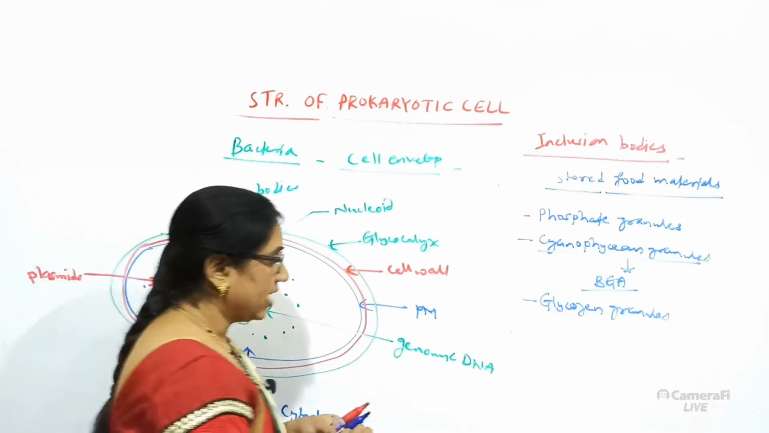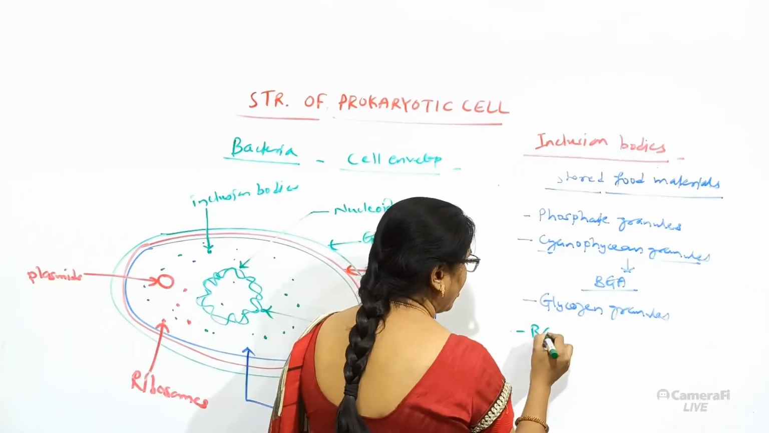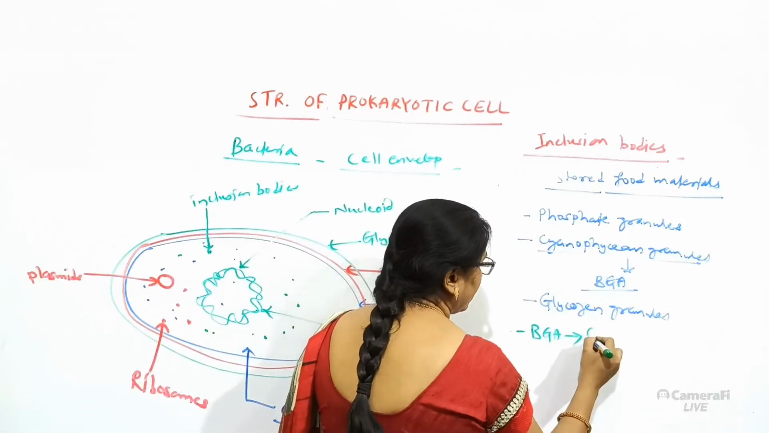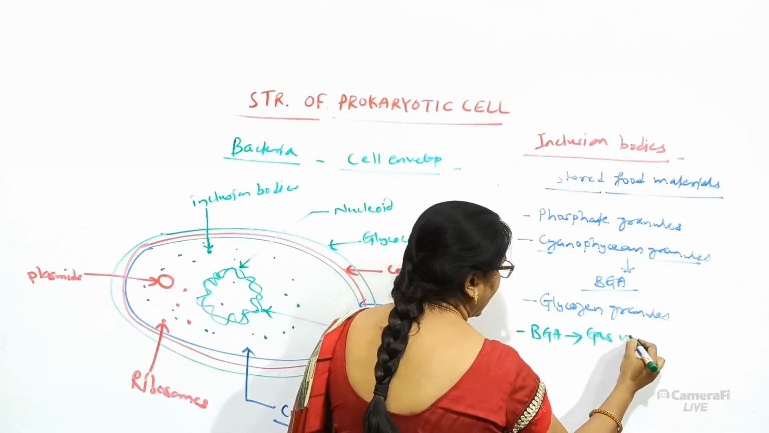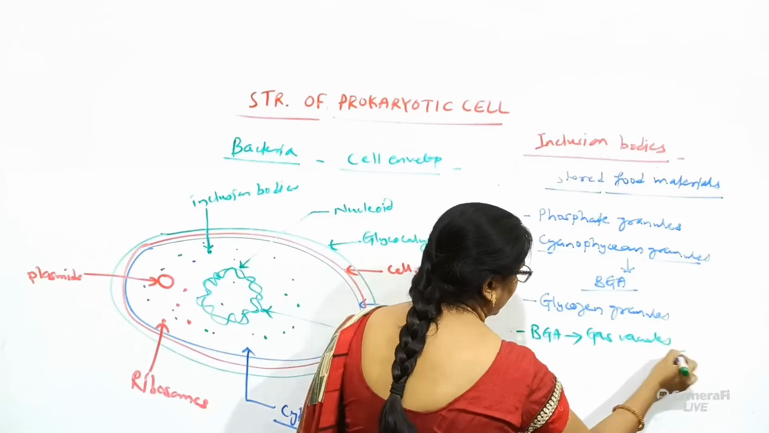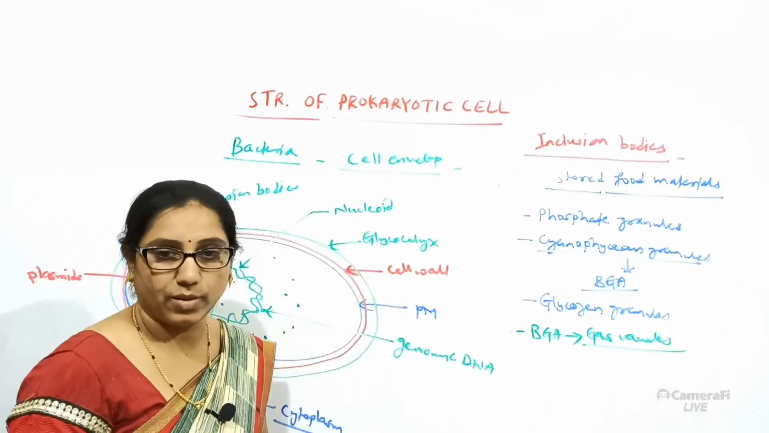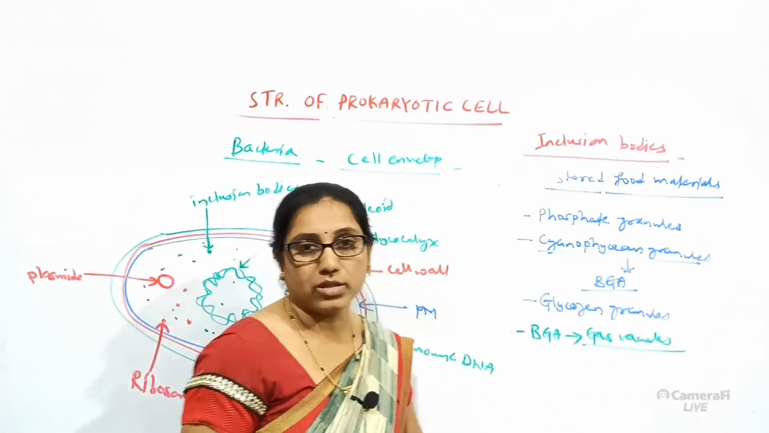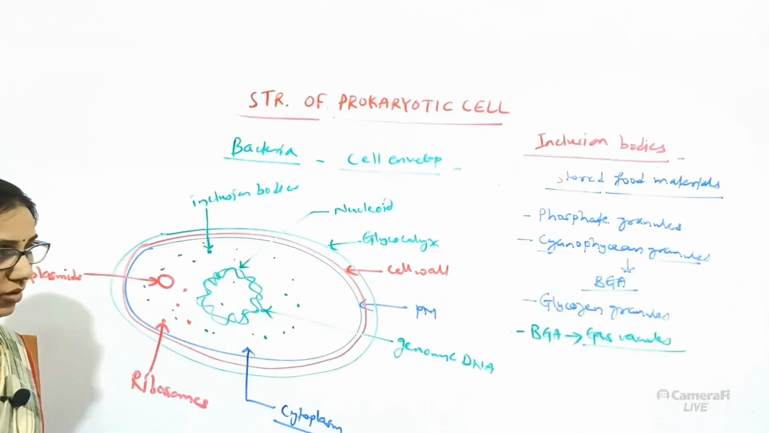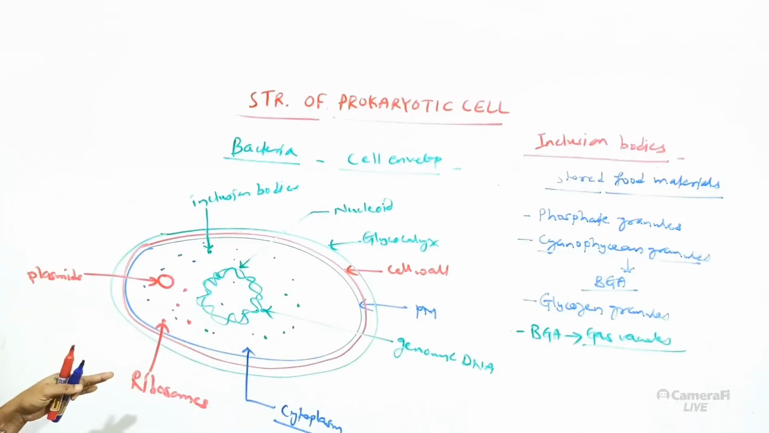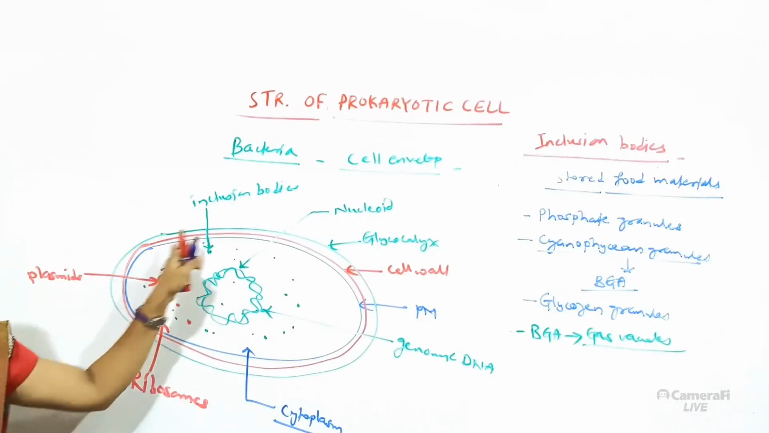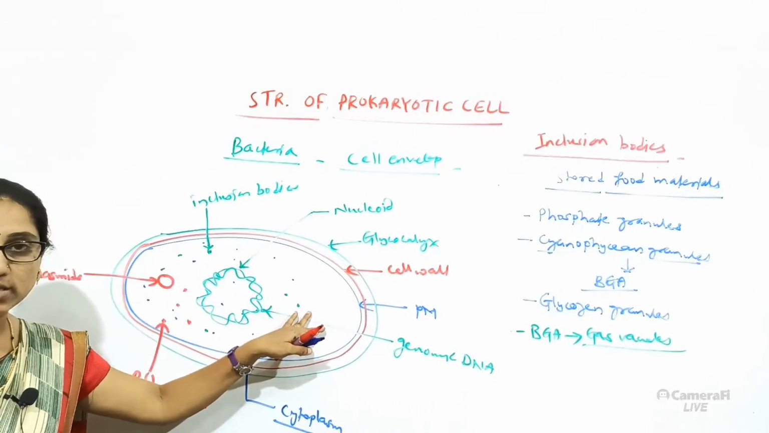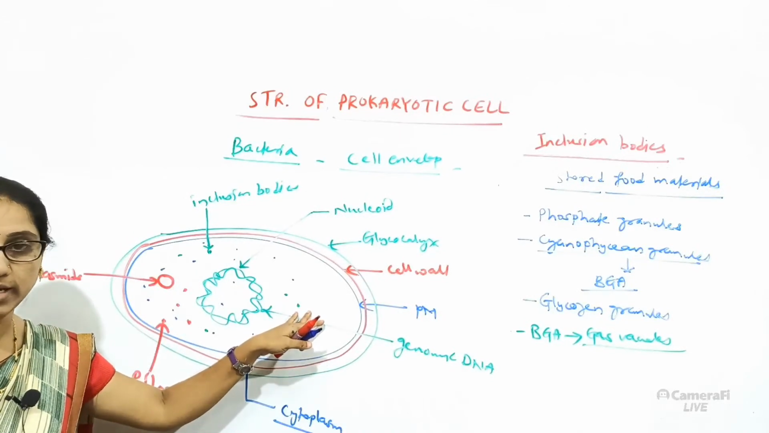In some of the cyanobacteria or in some of the BGA, there is a presence of gas vacuoles. Small gas vacuoles may also be there. And what is their function? They provide buoyancy, or they help in floating. So this is the internal structure of the cytoplasmic components of the bacterial cell.